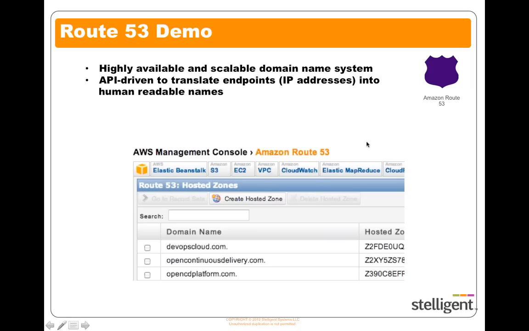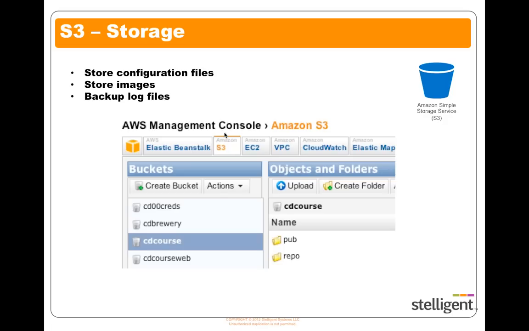Route 53, I'll go over some examples of that, but it's a highly available and scalable domain system, API driven, translates these endpoints, these IP addresses into human readable names, and you can do that through the console, SDK, and see an example in CloudFormation as well.